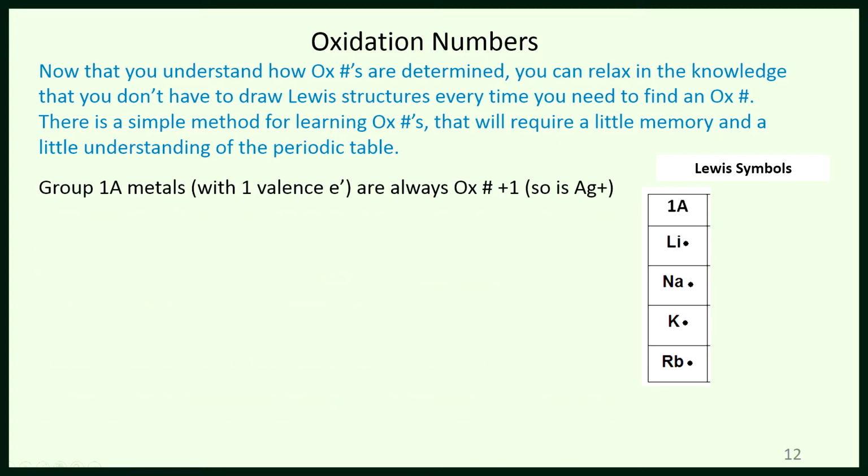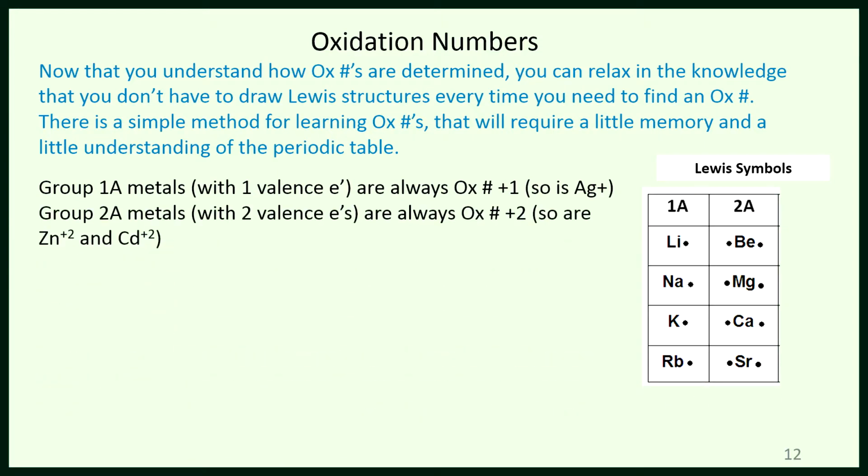The group 1A metals, lithium, sodium, potassium, rubidium, cesium, francium, their oxidation numbers are always +1. They only have one valence electron, and they lose it in all their reactions, gaining a +1 charge, and therefore their oxidation number is always +1. And so is silver, by the way. Silver is in group 1B.